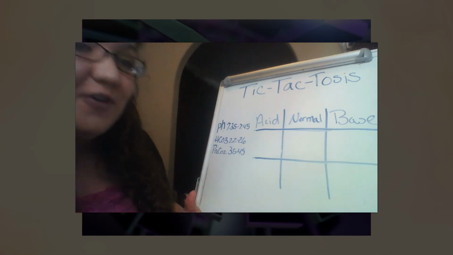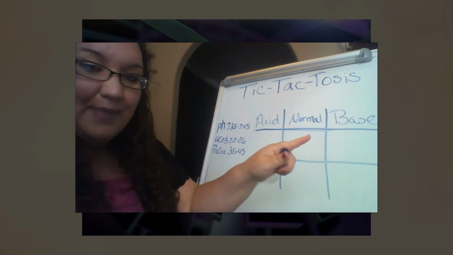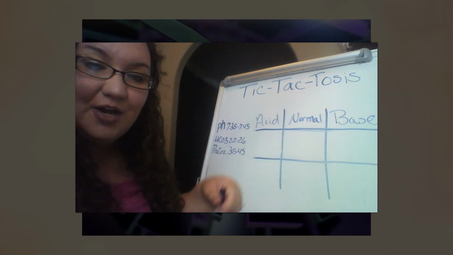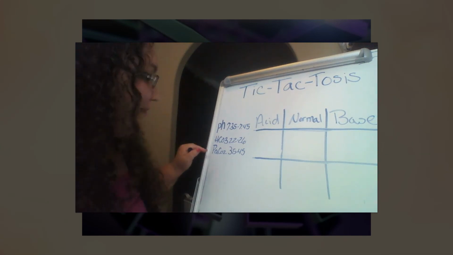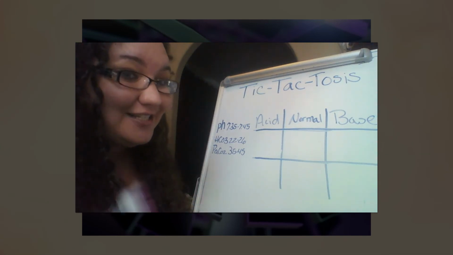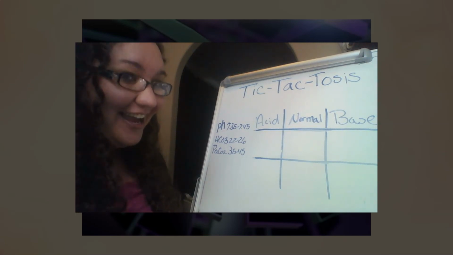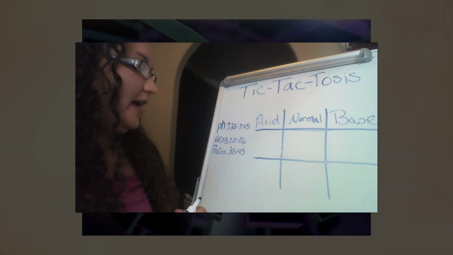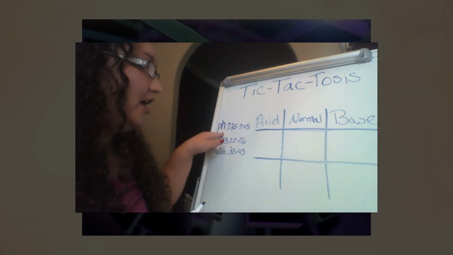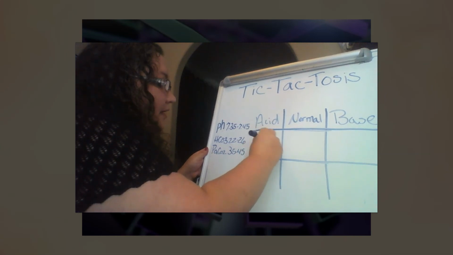Okay? So the first one I've got acid, normal, and base. And I've got my little tic-tac-toe right here. And I went ahead and put my pH and my bicarb and my PaCO2. But as good nurses, we're going to know these by memory, right? Okay, so your patient comes in. You get a pH of 7.23. So we know that that's low. So that's going to go in our acid. So I'm going to put it right here under acid.